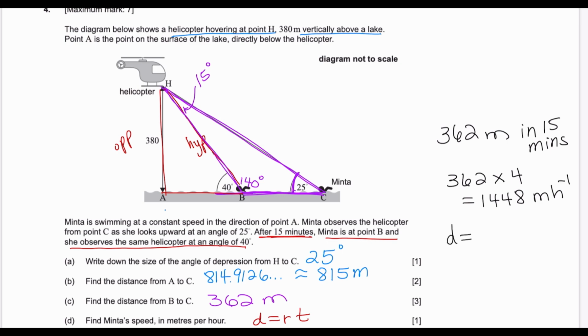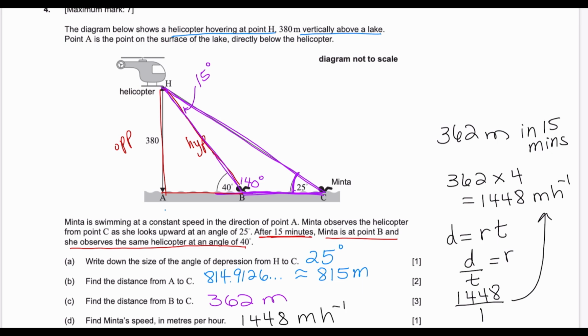So distance is rate times time. Her speed is distance divided by time. She has traveled 1448. And if you divide that by 1 hour, then you're basically back to what we figured out in the first place. So the answer for this question is that she has traveled 1448 meters per hour. And that concludes question number 4.